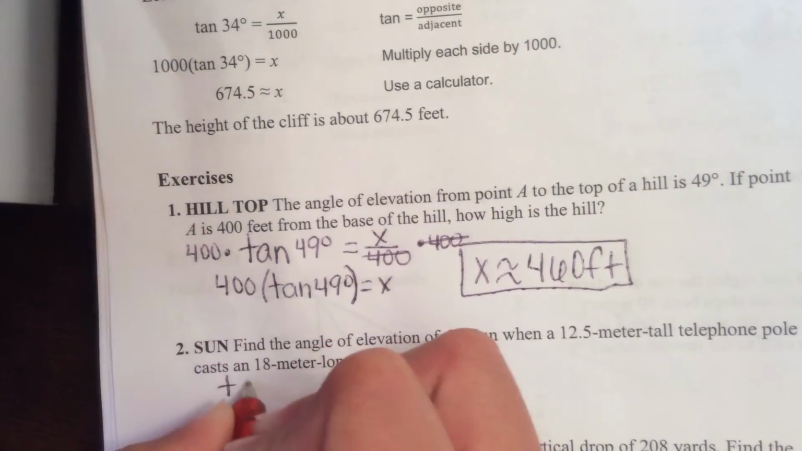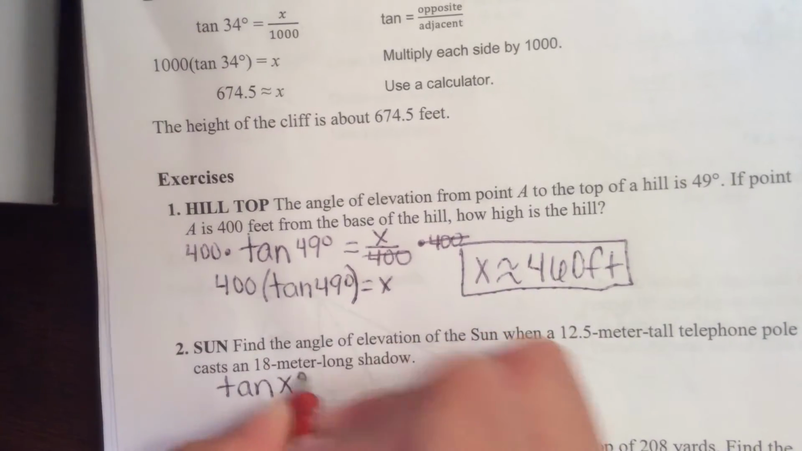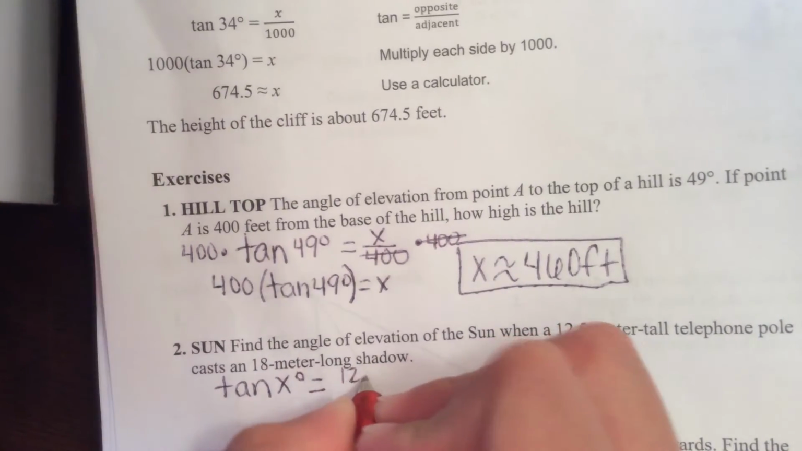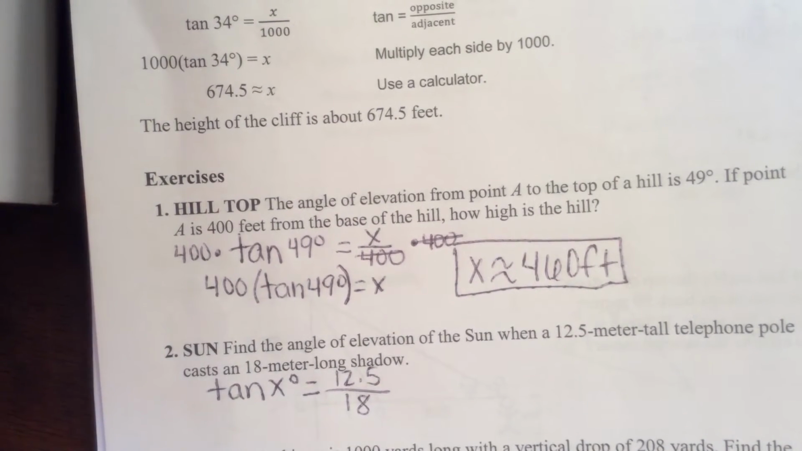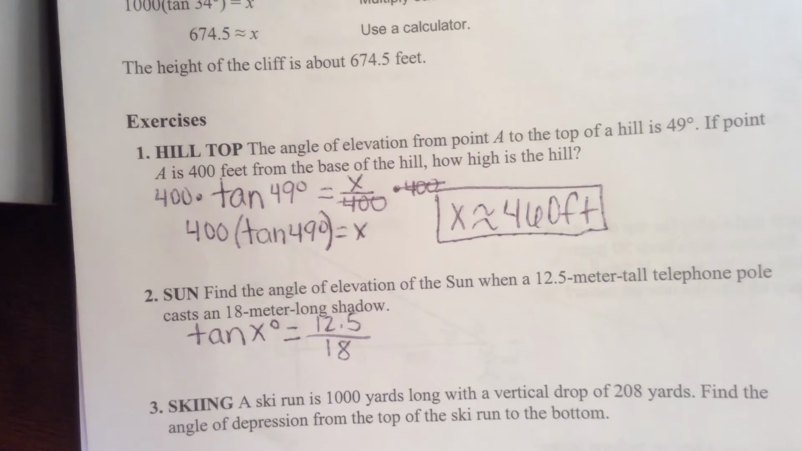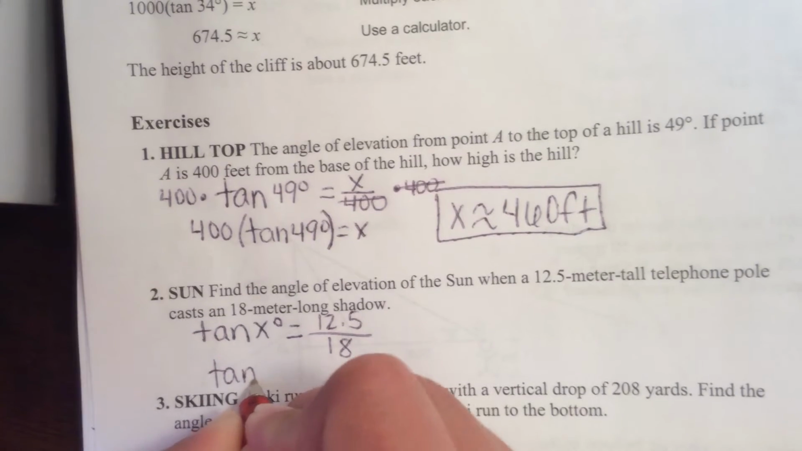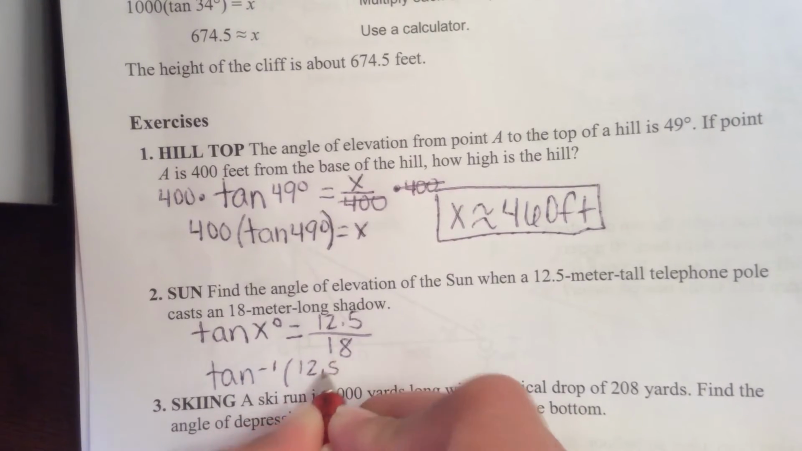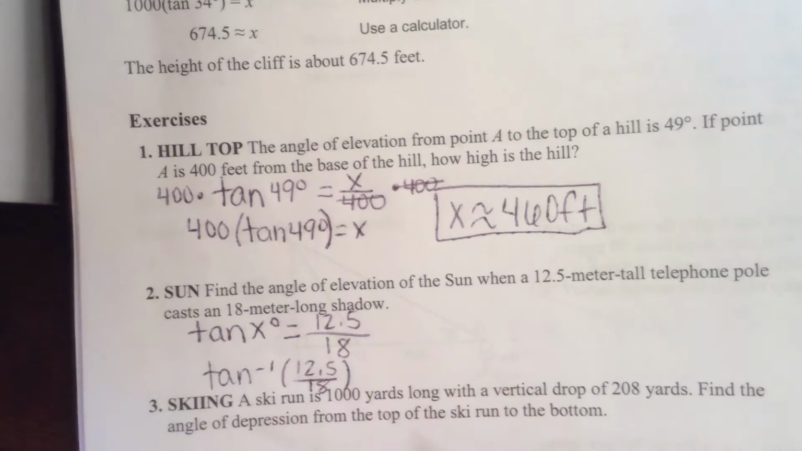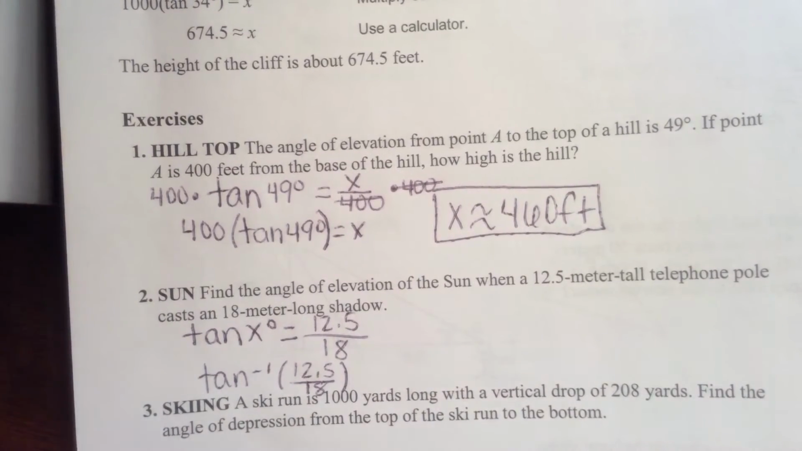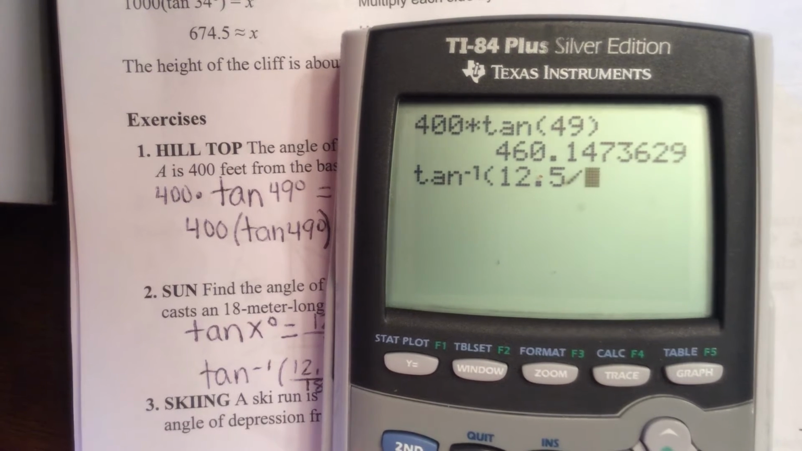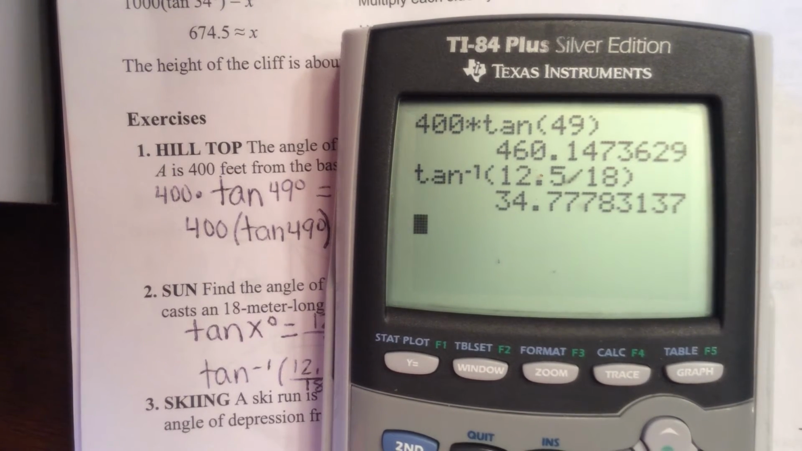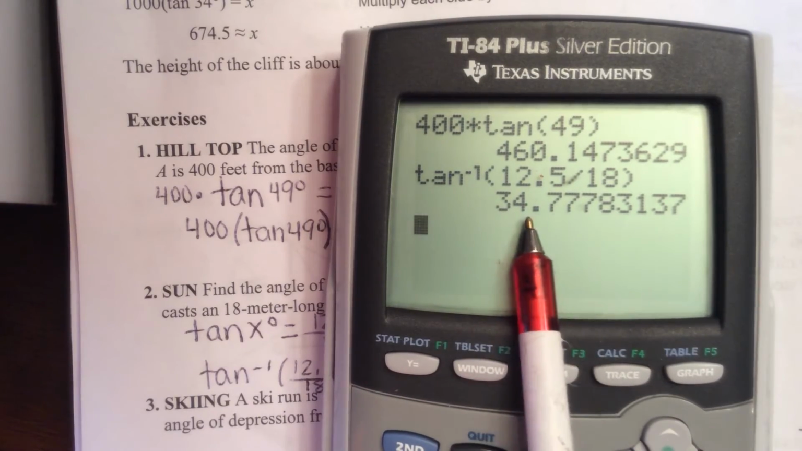So we're still dealing with the tangent. But in this case, we now have the tangent of x is equal to 12.5 over 18. All we simply have to do now is take the inverse, so the tangent of -1 of 12.5 over 18 should give us the degrees that we're looking for. Second, tangent 12.5 over 18 gives us approximately, we'll round up, 35 degrees.